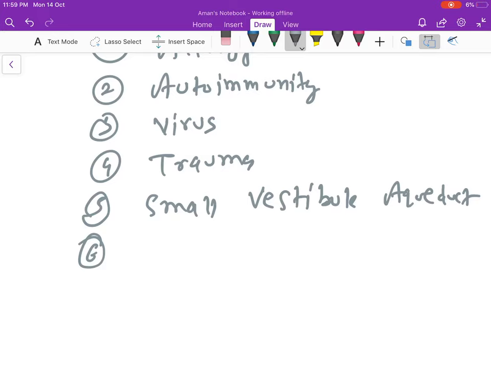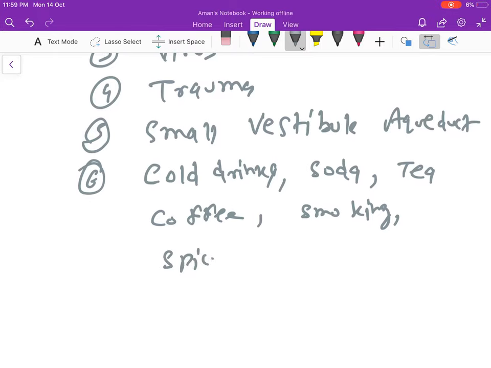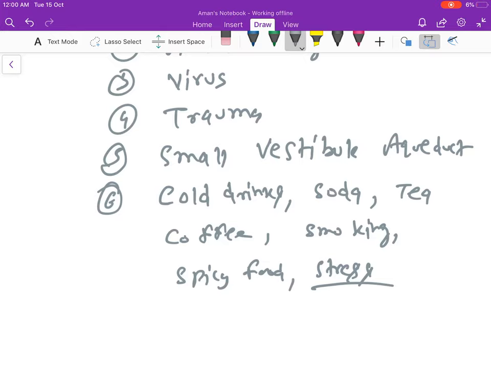In some individuals, it may be precipitated by excess cold drinks, excess soda containing beverages, tea, coffee, smoking, chili or spicy food, and sometimes it is also stress induced. So these are some of the causes of Meniere's disease.